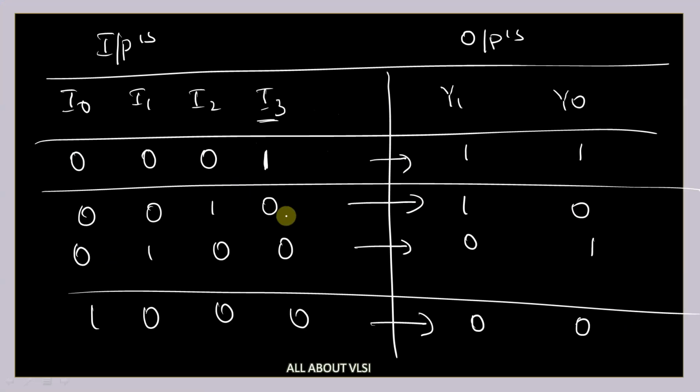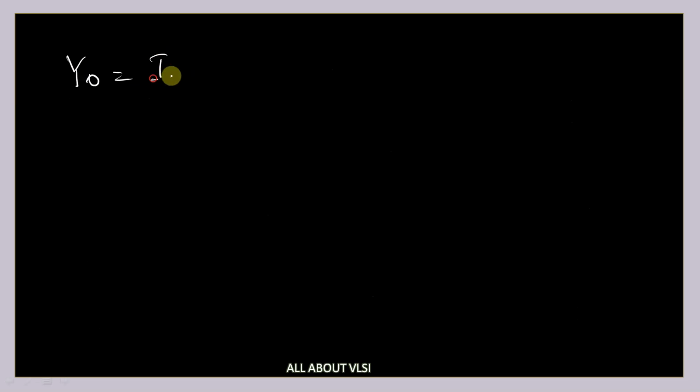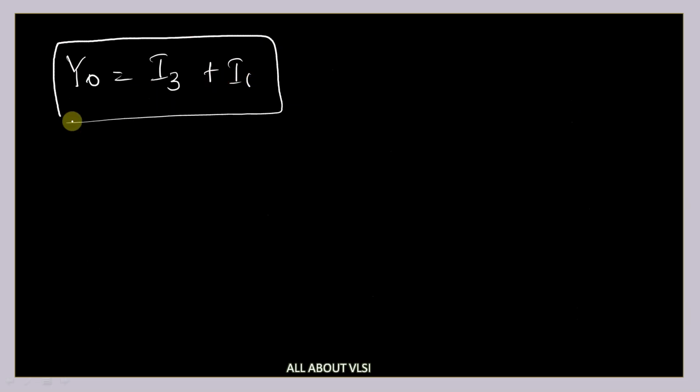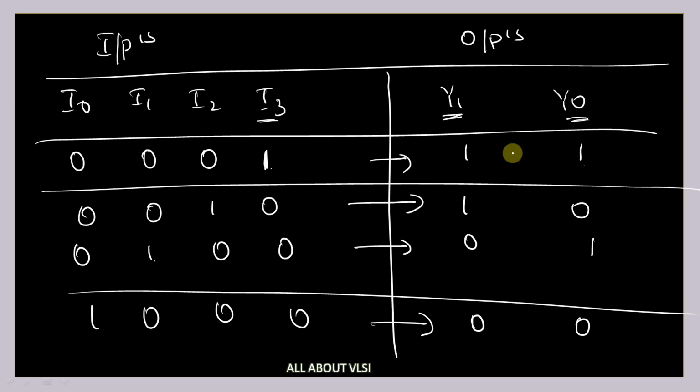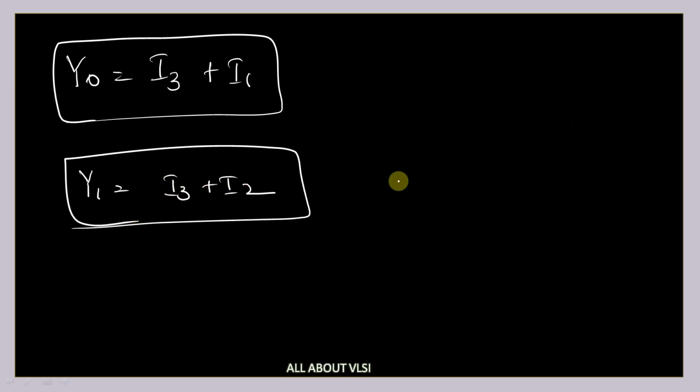Now from this truth table, we can simply write the value of Y0. Y0 is nothing but I3 plus I1. You are going to get your output Y0 if you apply I3 or if you apply I1. And you are going to get Y1 when you apply I3 or when you apply I2, that is, I3 plus I2. So this is how you are going to get your outputs.